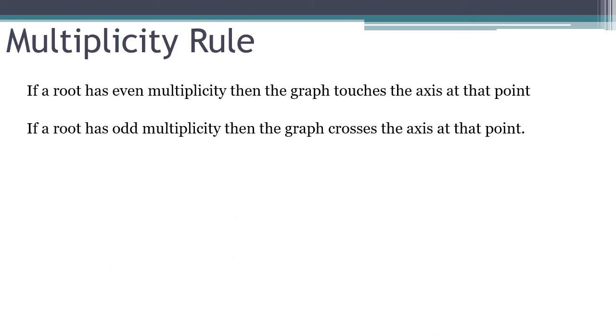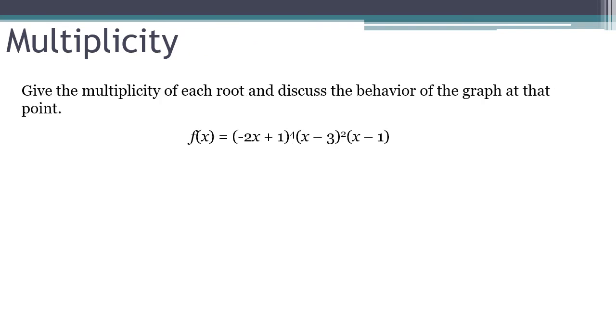And again, what we really care about, and I'm going to summarize this on the next slide here, is whether or not the multiplicity is odd or even. Right? If it's even, then the graph touches the x-axis at that point. And if a root has an odd multiplicity, then it crosses the x-axis at that point. All right, so let's do a quick example that illustrates this here.